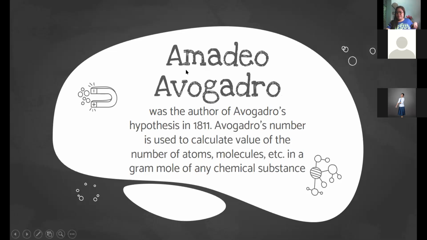So Amedeo Avogadro was the author of Avogadro's hypothesis in 1811 that is used to calculate the value of the number of atoms, molecules, etc. in a gram mole of any chemical substance.